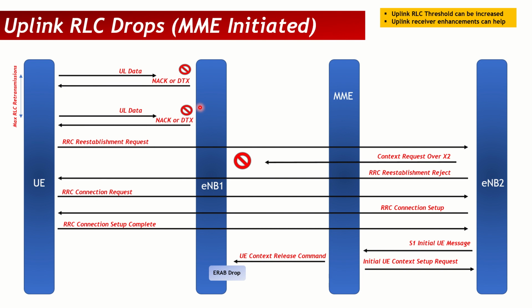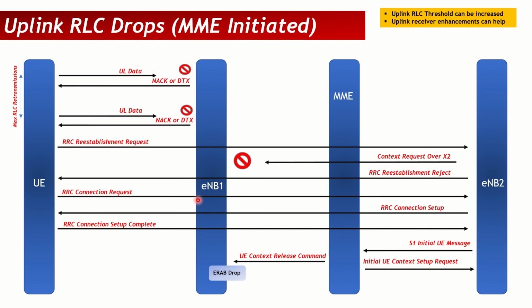Another option would be to improve our uplink channel quality. That can be done by optimization, or by putting in enhanced receiver algorithms like interference rejection combining, uplink FSS, uplink coordinated multipoint. So using all of that, we can improve our uplink link budget, we can improve our uplink channel quality, and we can reduce such kinds of drops.